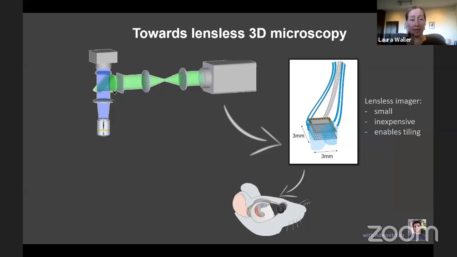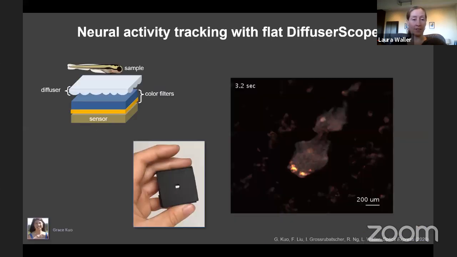What we really want to do with this is take this big microscope and turn it into a tiny lensless imager because it's small and inexpensive, and we could put a bunch of them on the brain at different places or next to each other because there's no objective getting in the way. Here's the first prototype of being able to do that.